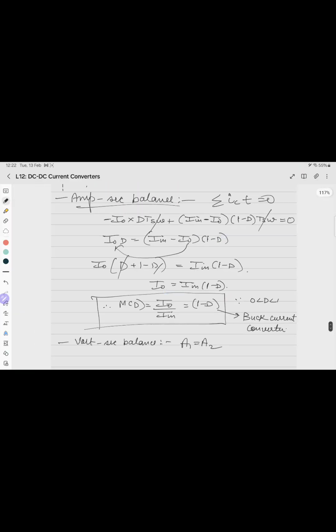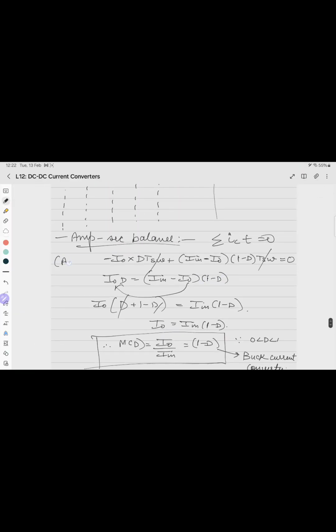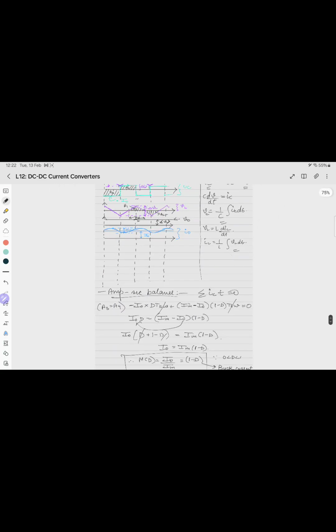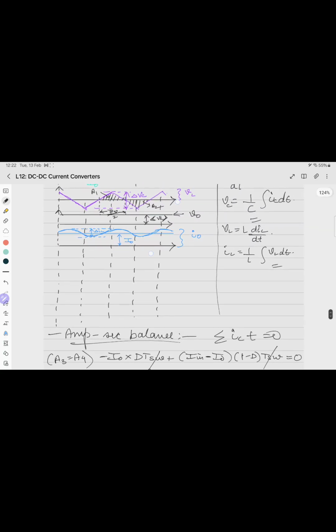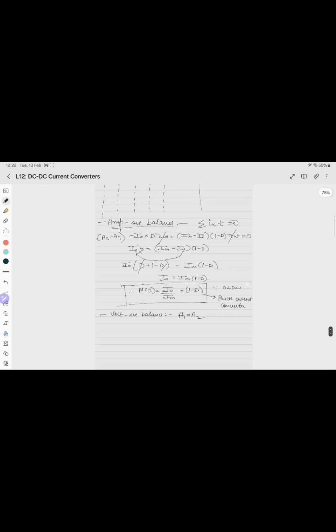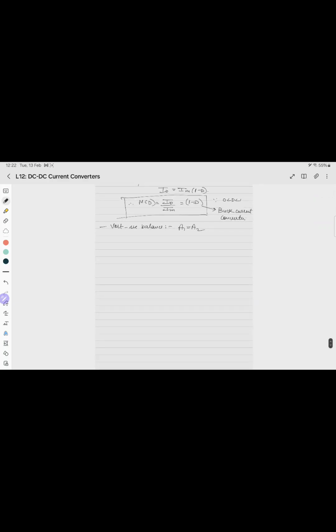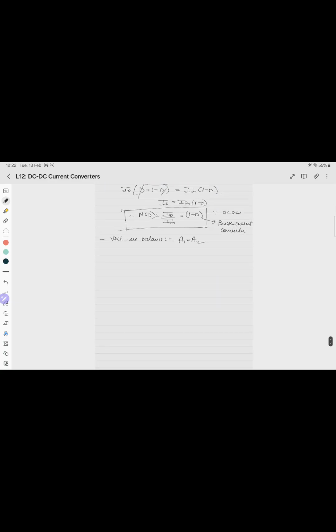That is for amp-second balance. What is the amp-second balance? That A1 is equal to A2. So this was for circuit 1, which is the buck converter.